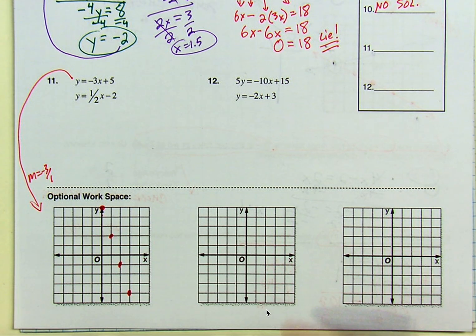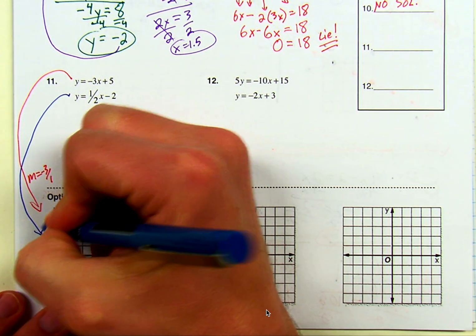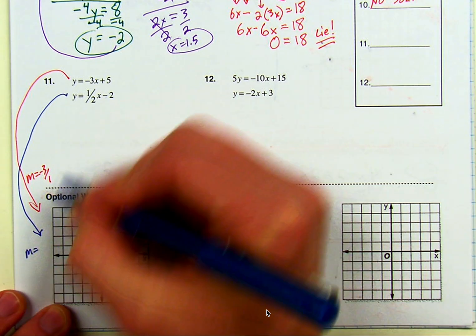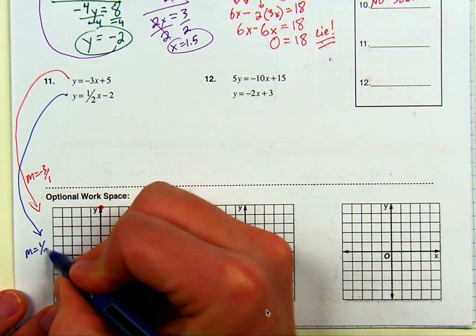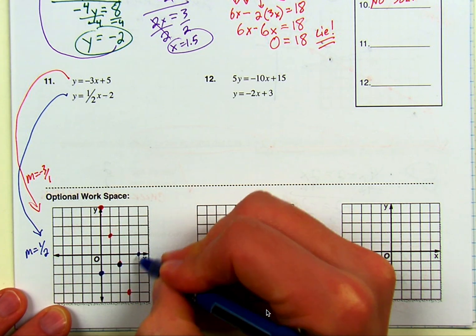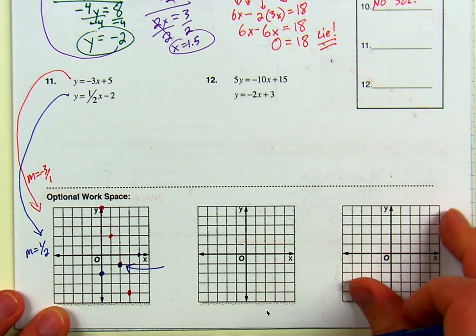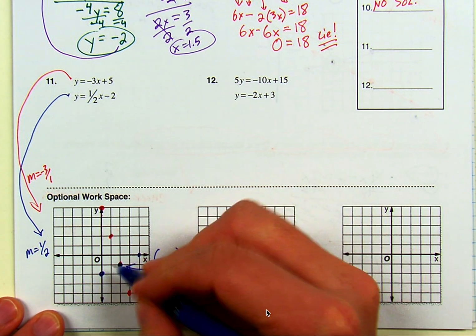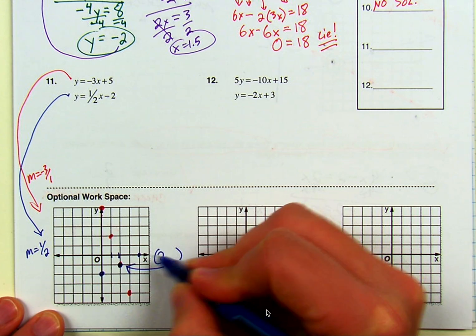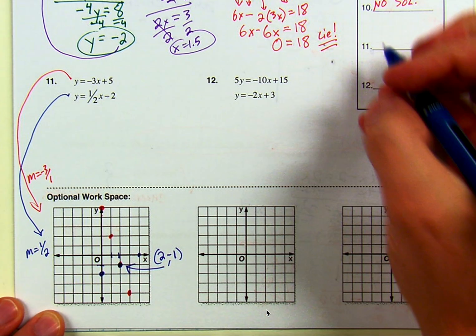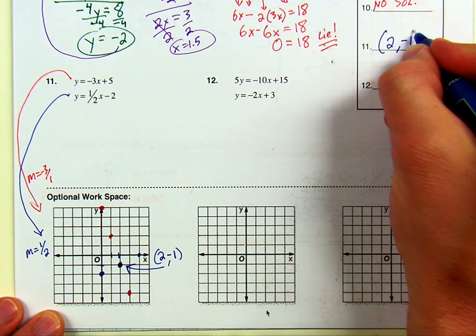What about my second equation? It's going to start at -2, and my slope for that one was 1/2. So it means I'm going to go up 1 over 2. There's my solution right here, right? What is the point right there? 2 is my x-coordinate, and -1 is my y-coordinate, so that's my solution, (2, -1).